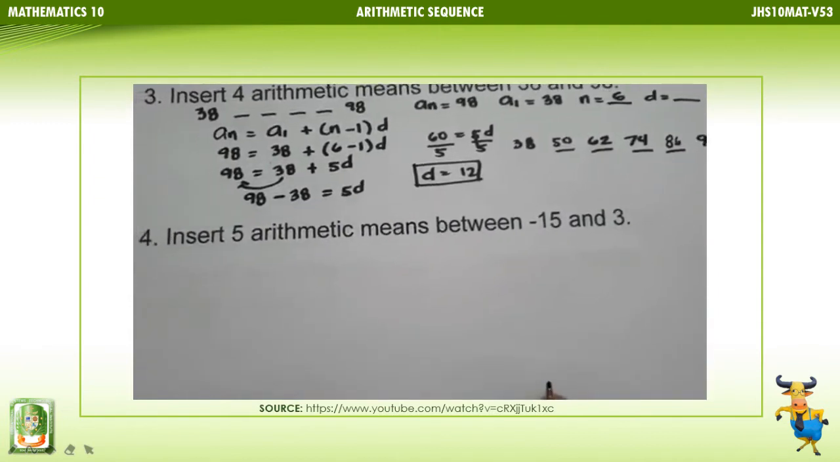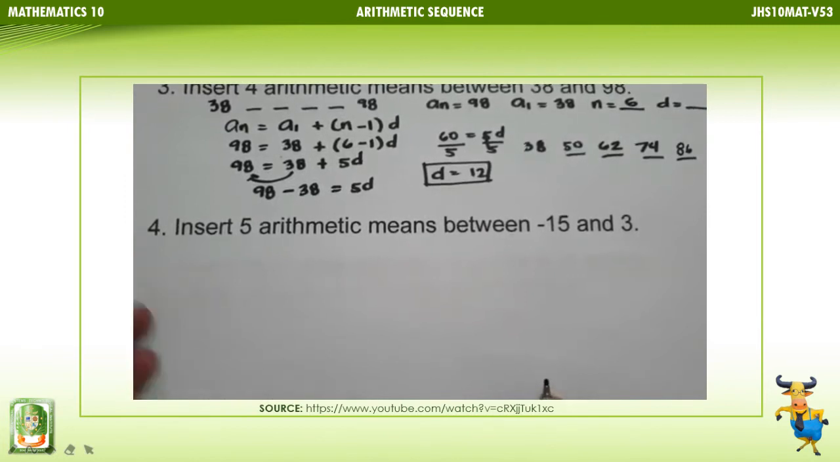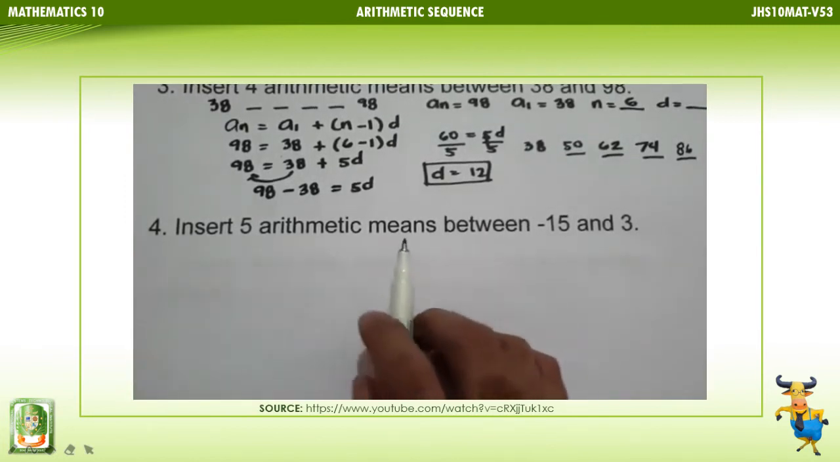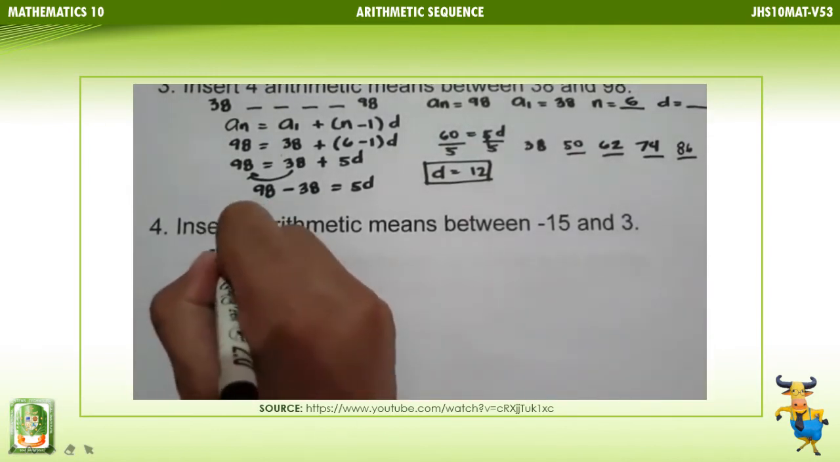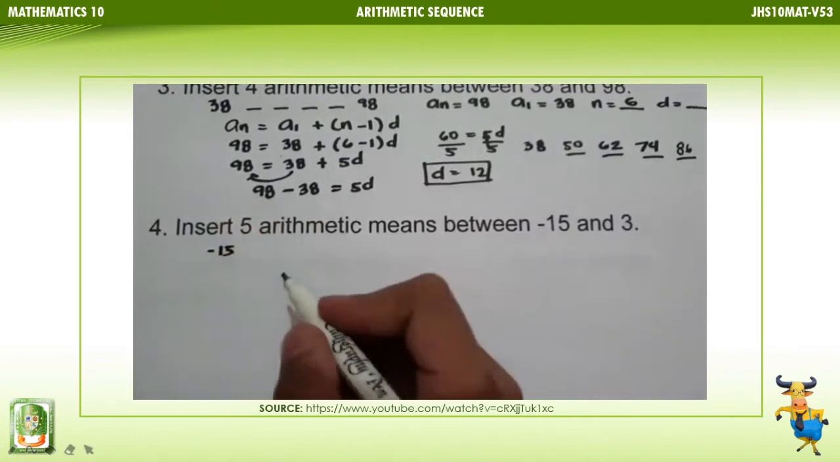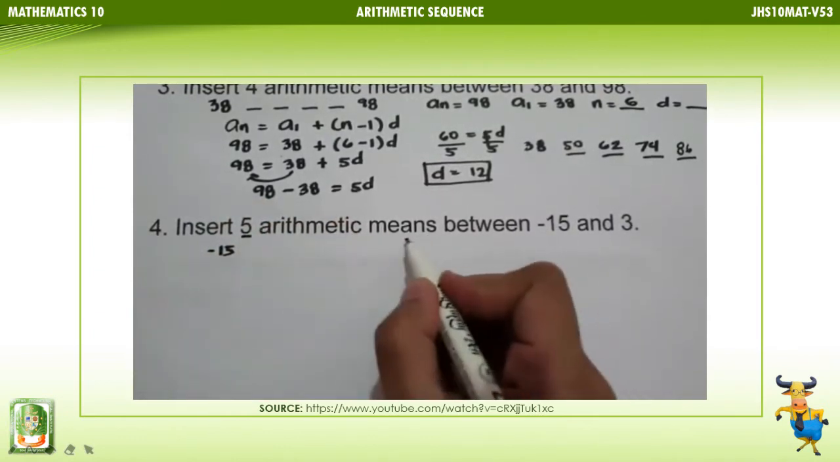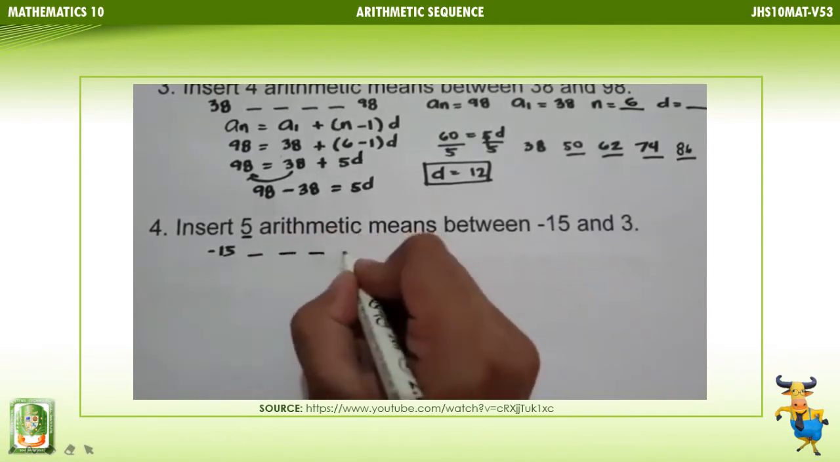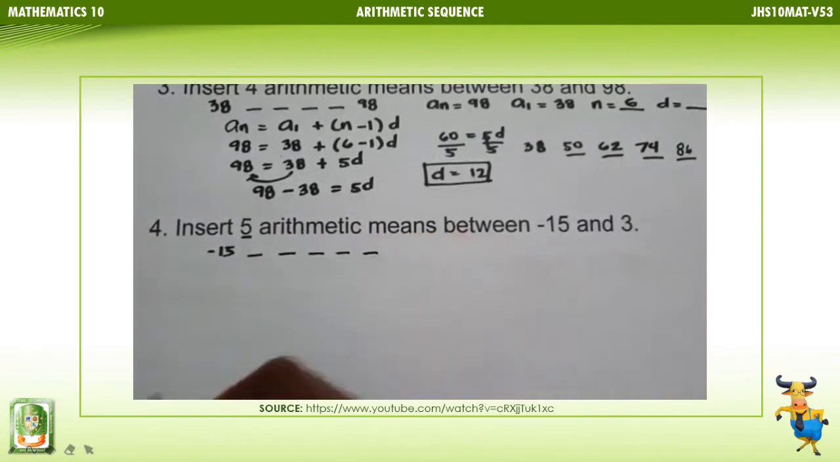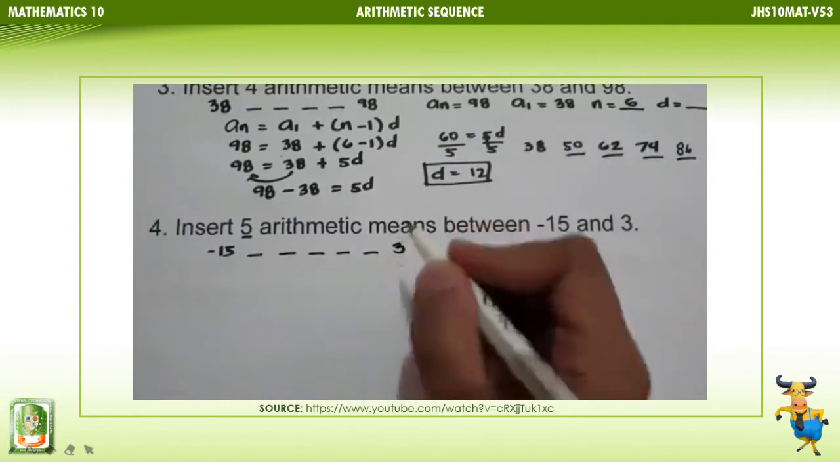What about number 4? How do we find the 5 arithmetic means between negative 15 and 3? First, let us write the given. We have negative 15. And then we are going to insert 5 arithmetic means between negative 15 and 3. So that's 1, 2, 3, 4, 5. Then the last term is 3.